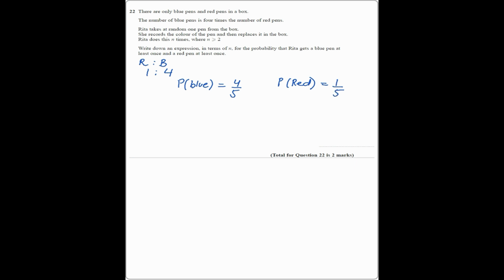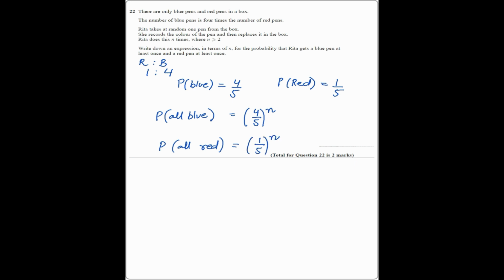Rita picks a pen with replacement. Rita picks one pen at a time, notes its color, then puts it back in. She repeats this n times. So let's ask, what's the probability that she only ever sees blue pens? We will write P all blue equals 4 over 5 to the power of n. And what's the chance she only sees red pens? P all red equals 1 over 5 to the power of n.